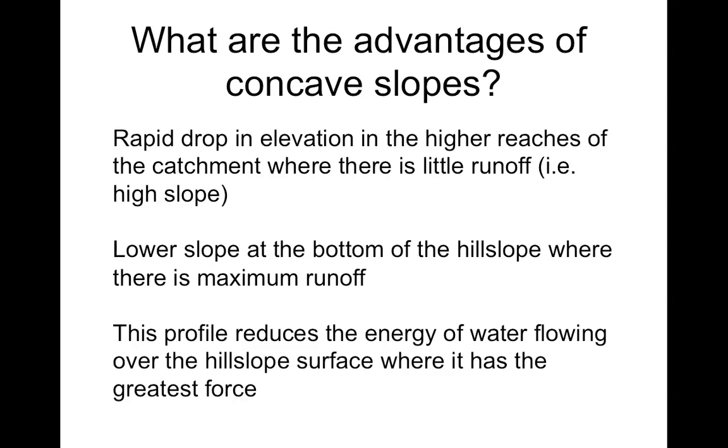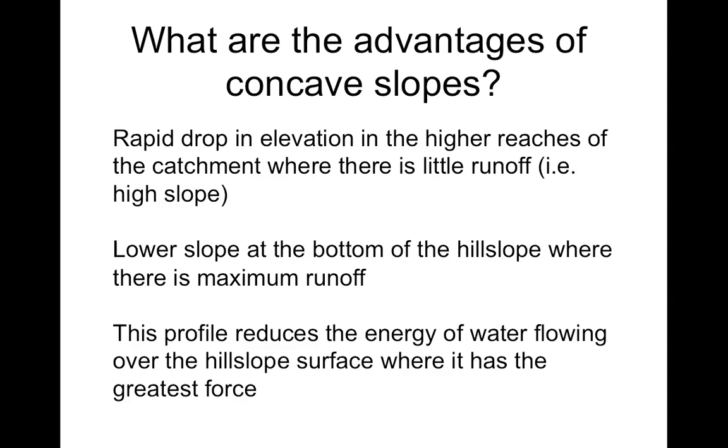So what are the advantages of concave slopes? Well, firstly, you have a rapid drop in elevation at the higher parts of the hill where it's steeper, but you also have little runoff, right? You've got a high slope. But at the same time, there are also places where you have small amounts of runoff. So even though the slope's steeper, the flow velocities are going to be low because the total amount of runoff is going to be low.